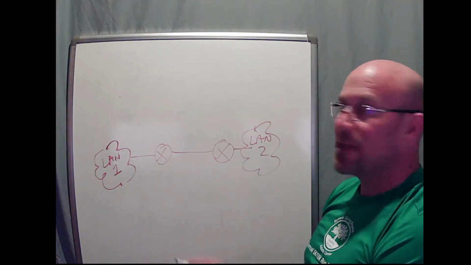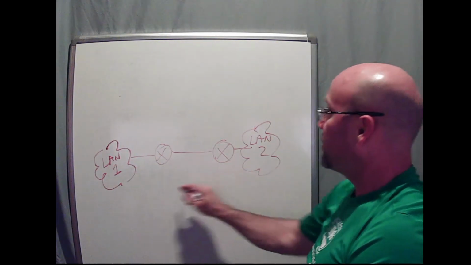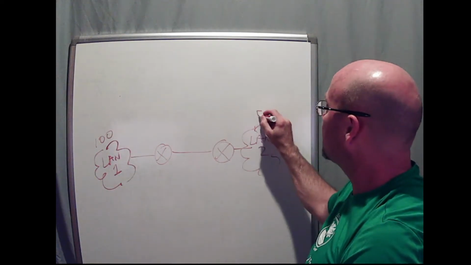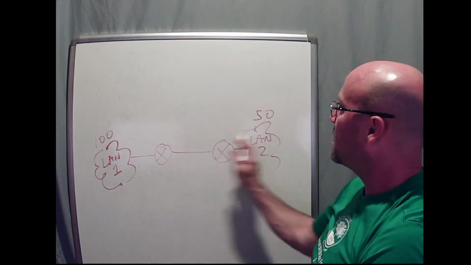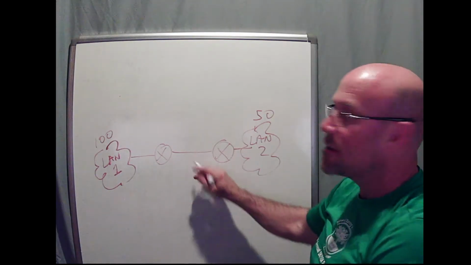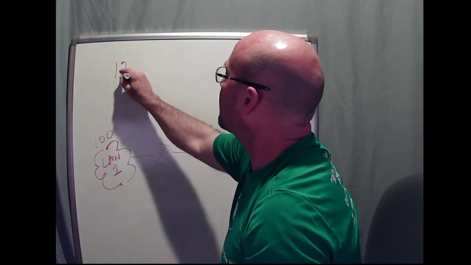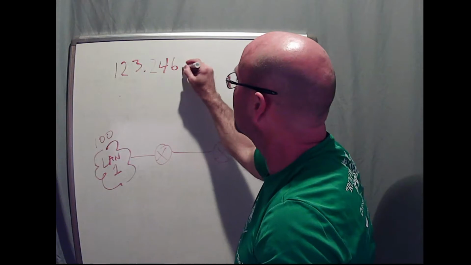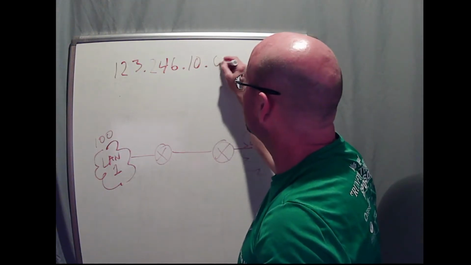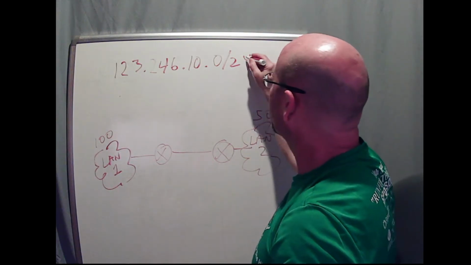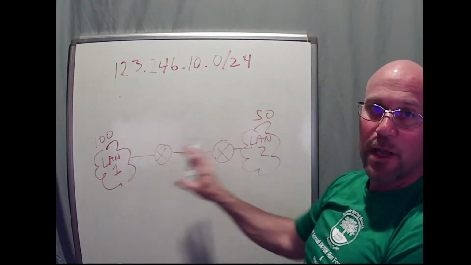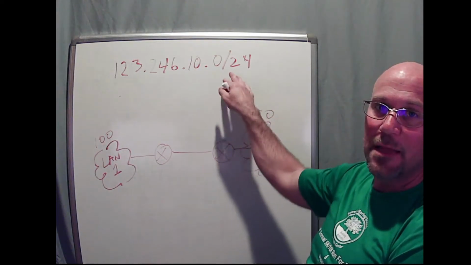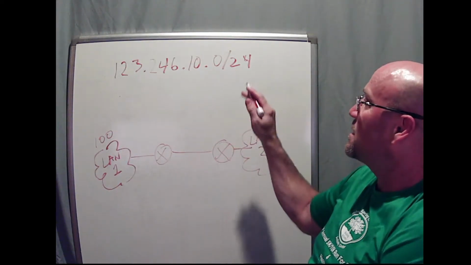If you had two LANs, LAN 1 and LAN 2, and LAN 1 has 100 computers on it, and LAN 2 has 50, and you need to connect them together using these two routers, and you were given a prefix of 123.246.10.0/24, and you needed to number your network so that it would function, you would need to know how to subnet this. That's what we're going to learn about. We're going to learn about subnetting.